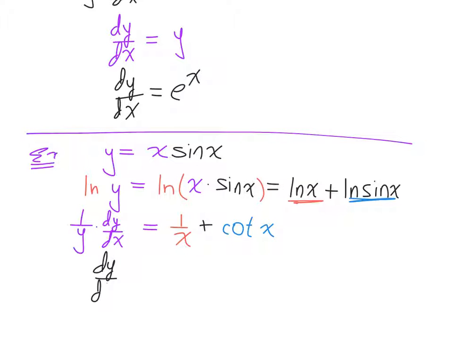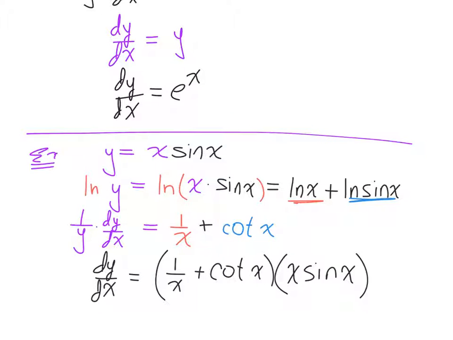All right. So my derivative would be 1 over x plus cotangent of x multiplied by the original y. The original y was x sine x. And if you clean this up, simplify it, distribute things out, reorganize, it'll end up giving you equivalence to x cosine x plus sine x. But this gets the job done too, and you don't have to worry about product rule.